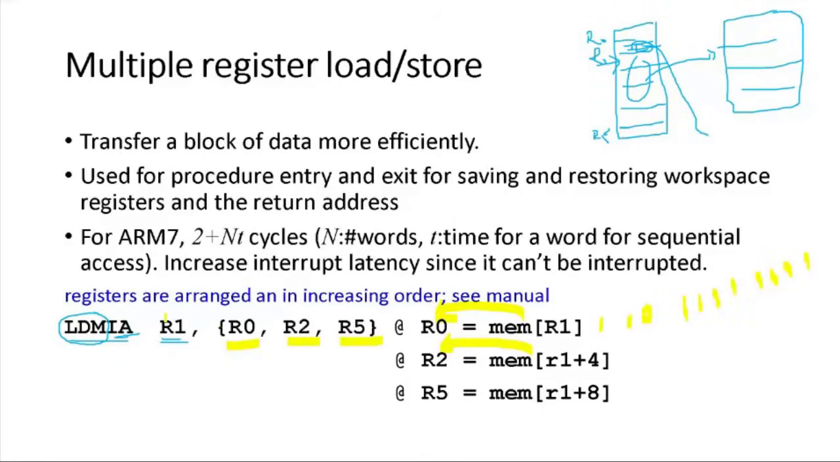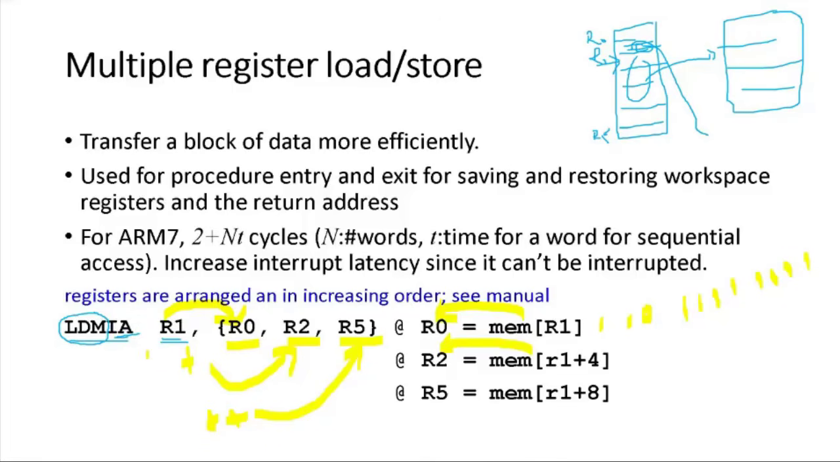So first it will be done, then incremented. Once incremented, then R2, again it will be incremented, then it will go to R5. So copy the content of this location into R5. So this is what is done by this instruction. So what you have done here is increment after.